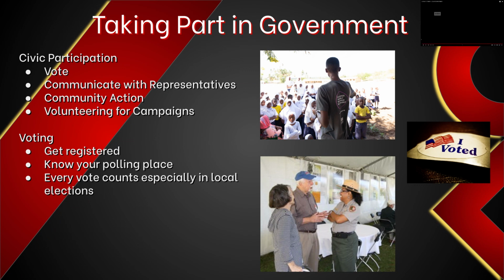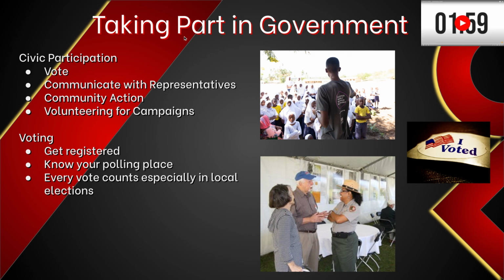Okay, so taking part in your government, which equals civic participation, at least according to what we are covering, breaks down into four main categories, which is voting, communicating with your representative, community action, and volunteering for campaigns. Those are the main ways that you can participate civically in society.